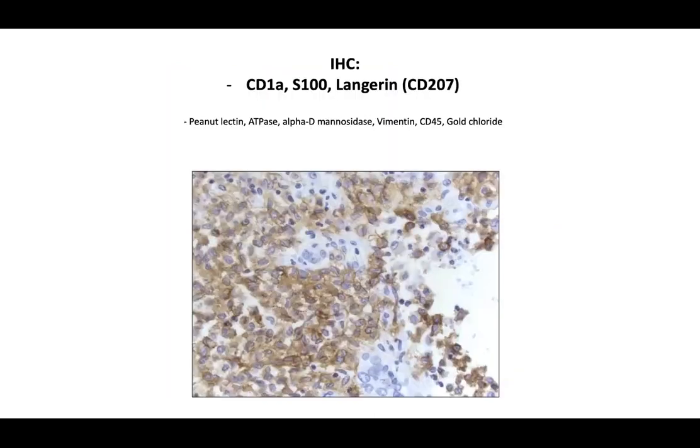Higher definition of the tennis rackets here. So the Birbeck granules. Anytime you see this tennis racket Birbeck granule on electron microscopy, they're wanting you to think about Langerhans cell. We talked about the immunohistochemistry already several times, but CD1a, S100, Langerin, also known as CD207, are the classics you should know. Traditionally, it's been shown that peanut lectin, ATPase, alpha-D-mannosidase, vimentin, CD45, and gold chloride are also markers of Langerhans cells.